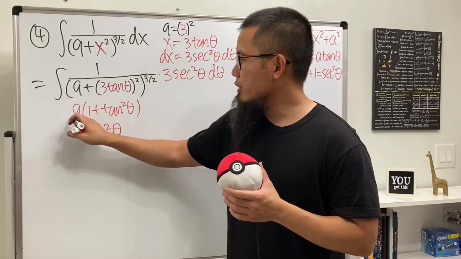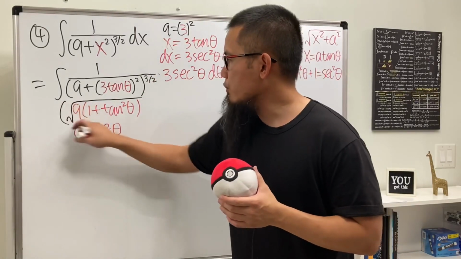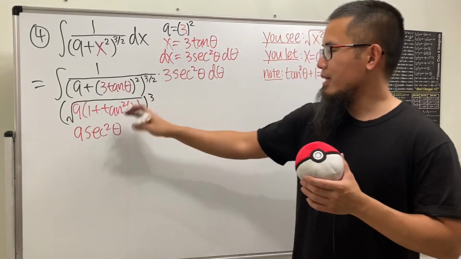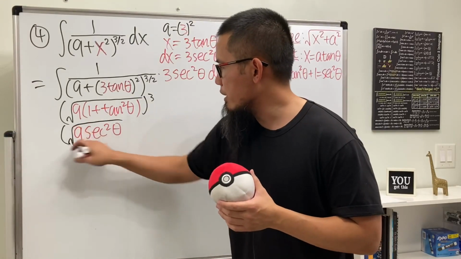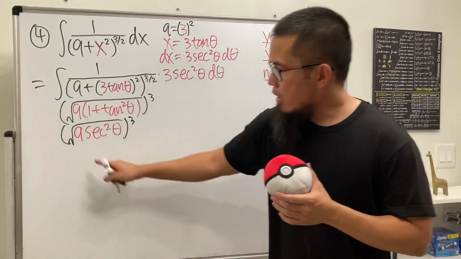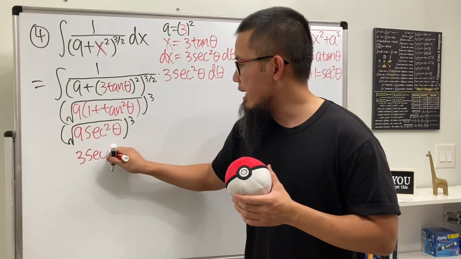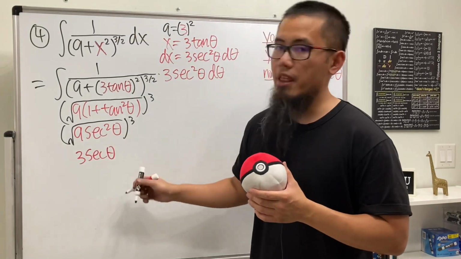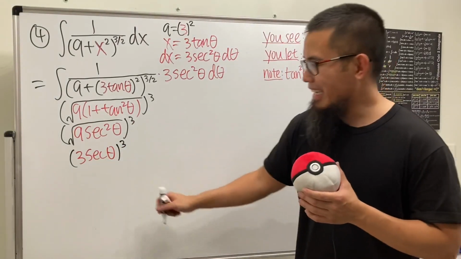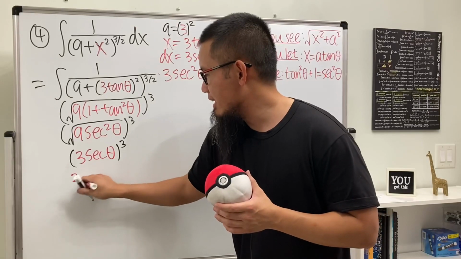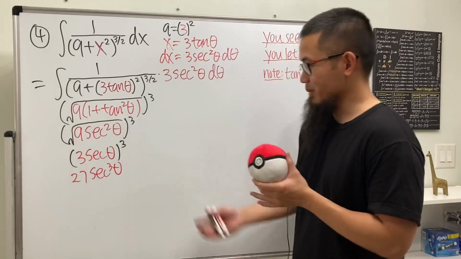So what you can do is, you can make the over 2 power into a square root. But don't forget to also raise the other part to be the third power. So right here, we take the square root, and then we take the rest to the third power. And now, square root of 9 is 3, and then square root of that is just secant to the first power, and then theta. And then we have to raise this to the third power. Yeah. And then this right here is 27. And here we have secant to the third power theta. Whew. That's what we have.